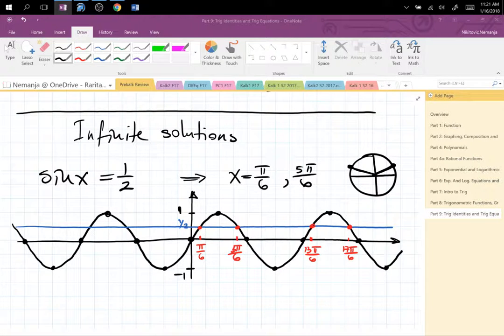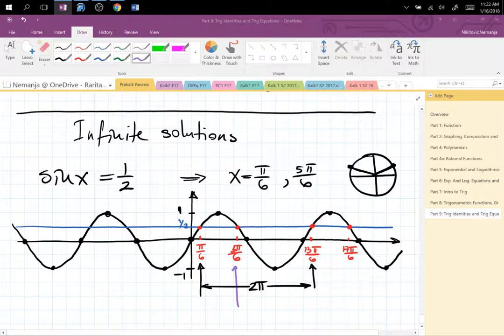Now I need to make sure that you understand that if I go pi over 6 and this one, there's a 2 pi between them, which is a period. And if I go with the purple here and here, there's also 2 pi in between them.